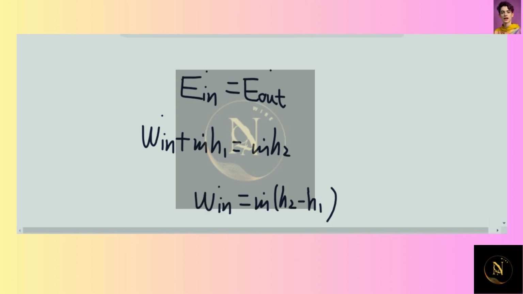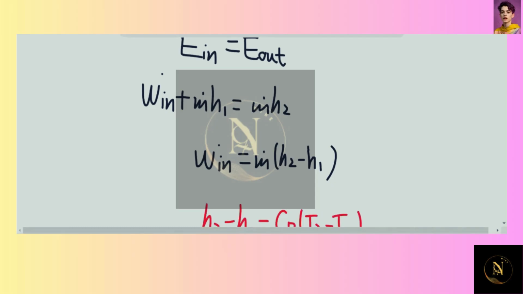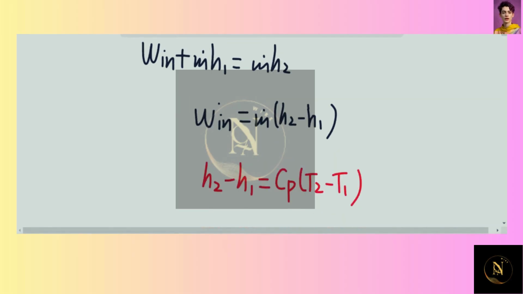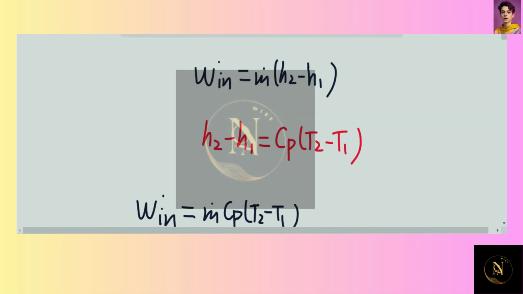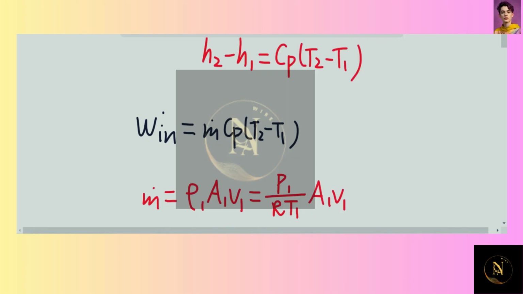So in this case, we have W dot in is equal to m dot times (h2 minus h1). And h2 minus h1 can also be expressed as Cp times (T2 minus T1). Therefore, we have W dot in is equal to m dot times Cp times (T2 minus T1). And we know the mass flow rate, m dot, is equal to rho 1 A1 V1.